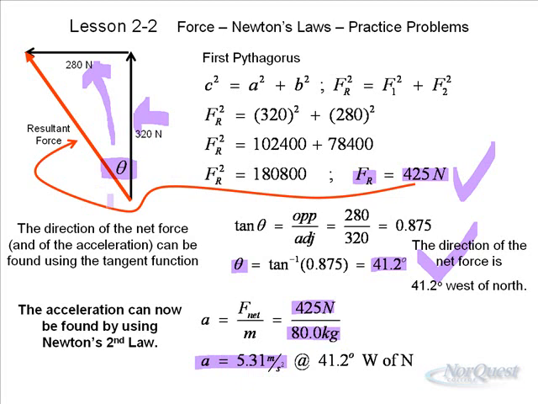That means the tackling dummy will initially accelerate at 5.31 meters per second squared, and the angle will be west of north, because of course the first tackler was going north, the second tackler was going west, and so we end up going in a sort of northwesterly direction. Now, it's a little more north than west because the 320 is a little bigger than the 280, and so we end up going 41 degrees or 41.2 degrees west of north. Now, we could also give this answer in terms of so many degrees north of west, but this is a good response to this particular question.